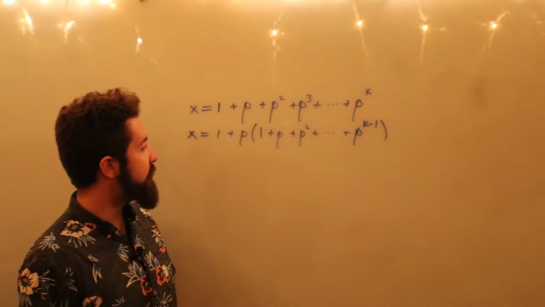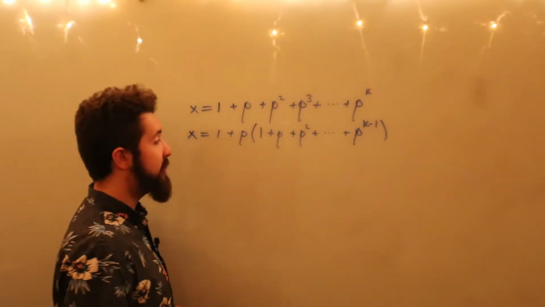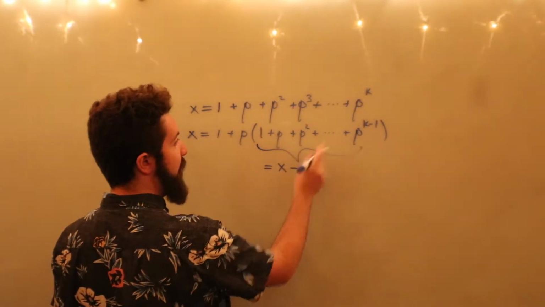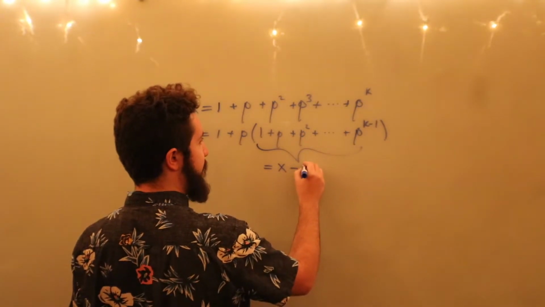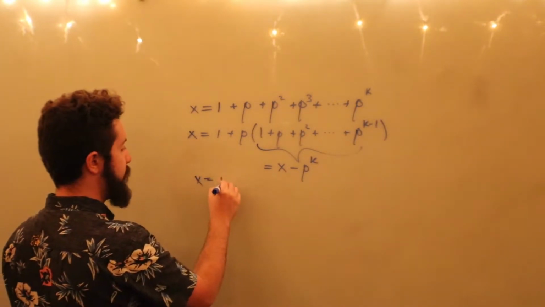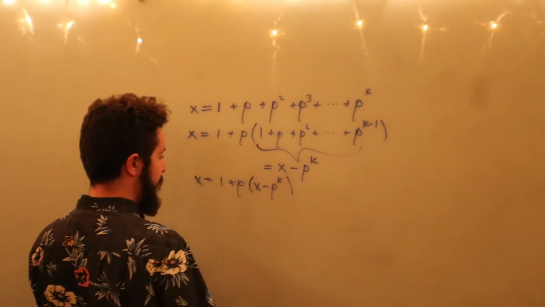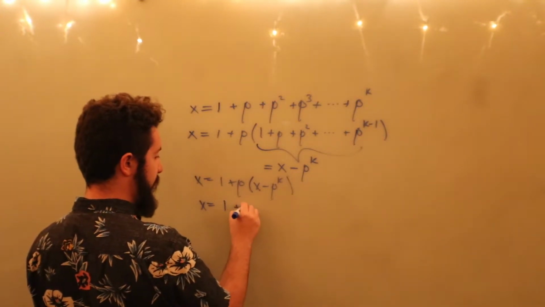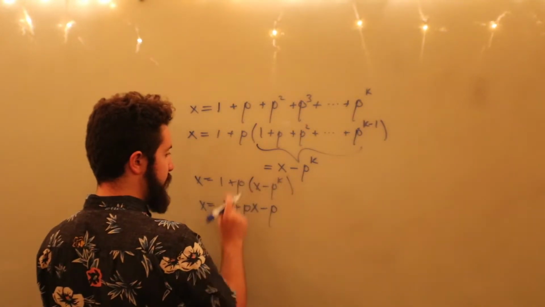Now we notice something really interesting. Look at the similarity between this expression and this expression. They're almost the same. This is none other than x minus this last term, right? So that means it's going to be x minus p to the k. Alright, let's write this out. X is equal to 1 plus p times x minus p to the k, which, if we multiply that out, is going to be x equals 1 plus p times x minus p to the k plus 1, right?